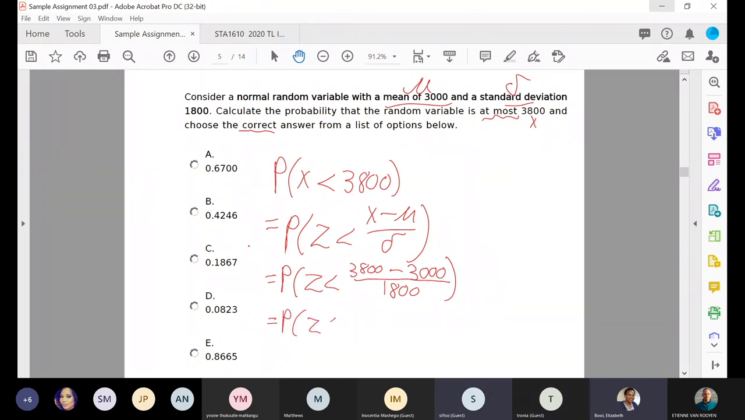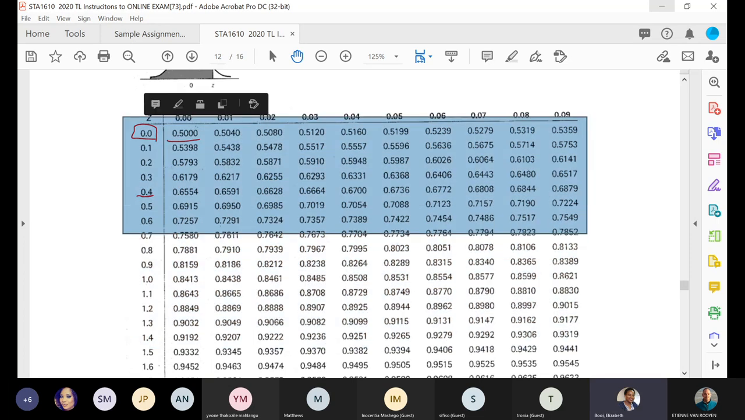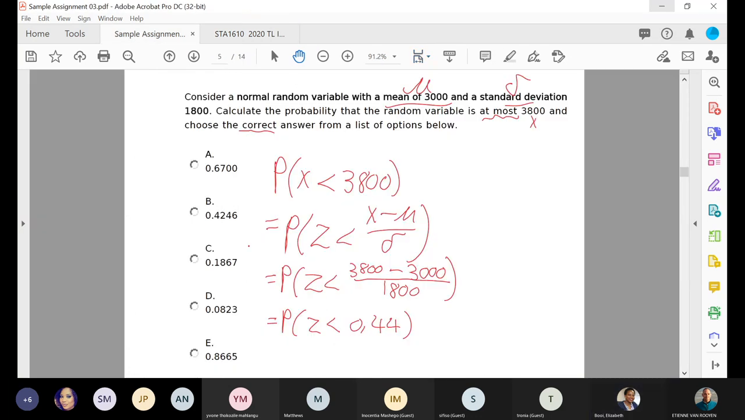So what is Z less than? What do we get? The value is 0.4444. Okay, we keep two decimals, so we can leave it as 0.44. Then we need to go to the table and look for 0.44, which is 0.6700. Which is option A.